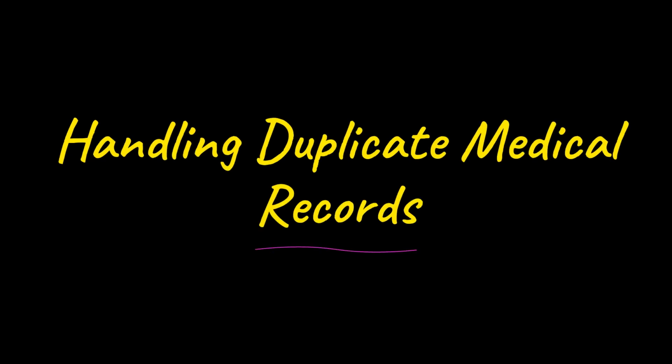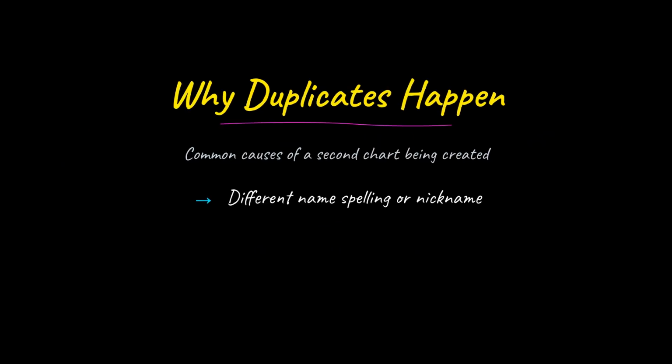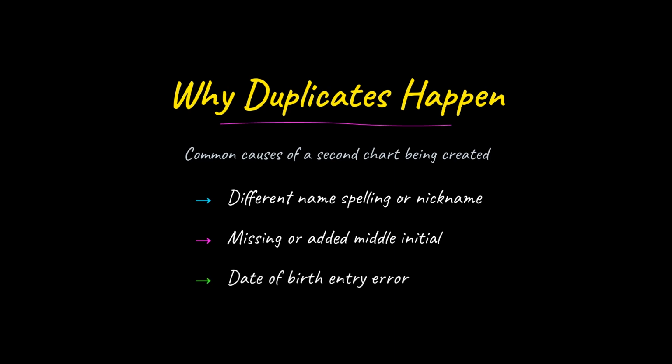When a patient already has a chart in the system, but a second one gets created under a slightly different name or date of birth, the 2 charts split that patient's clinical history and create serious safety and billing problems. Duplicates usually arise from small data entry differences at registration, a nickname instead of a legal name, a dropped middle initial, or a transposed digit in the date of birth, each one enough to fool the system into building a brand new chart.